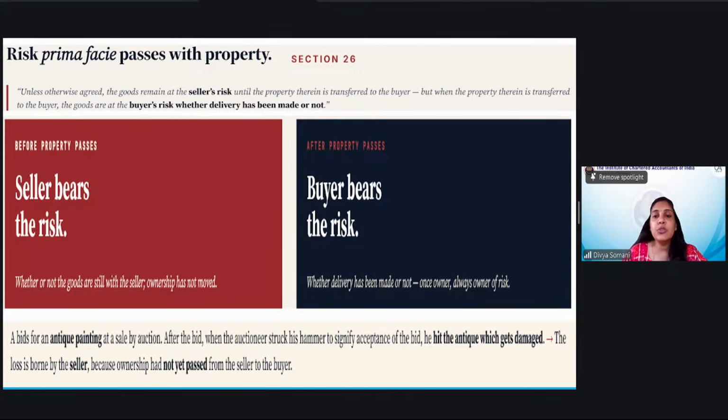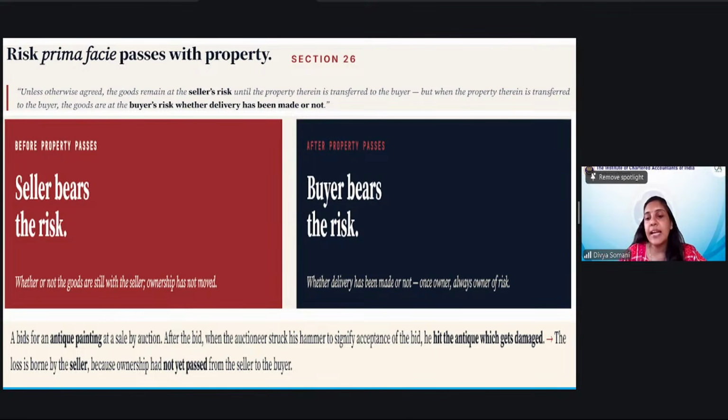So even though the final acceptance was not given by the fall of the hammer before that itself, because 3 times it has to be done, maybe before the third fall of the hammer itself, the painting got damaged. What will happen about the ownership? Who will bear the loss? That is what the question is.